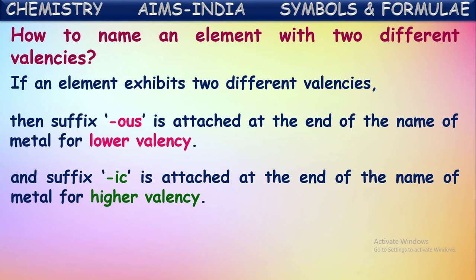So if an element is exhibiting two different valencies, then the ion with lower valency is named by attaching ous at the end of its name, and the ion with the higher valency is named by attaching ic at the end of its name. Okay, in this way they are named.